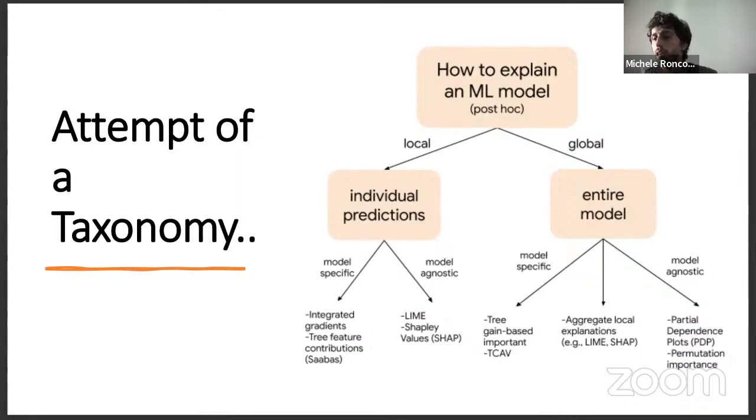Here, you can already see some of the names of these methods. We will go through many of them in the lecture.